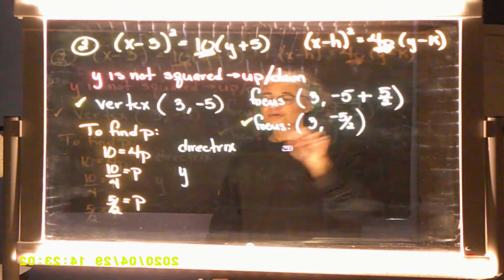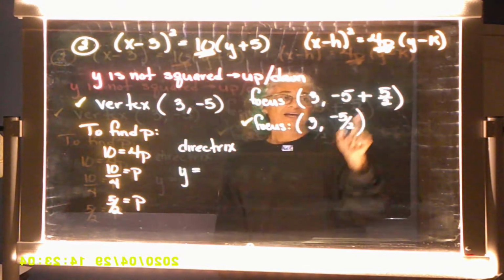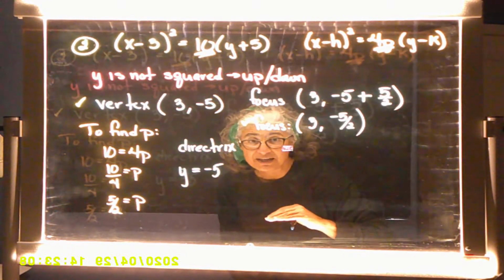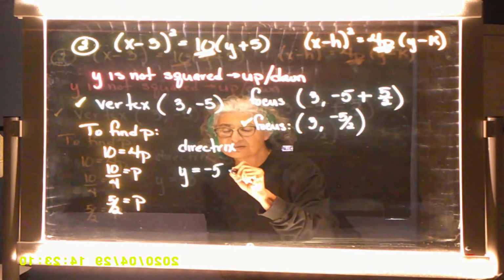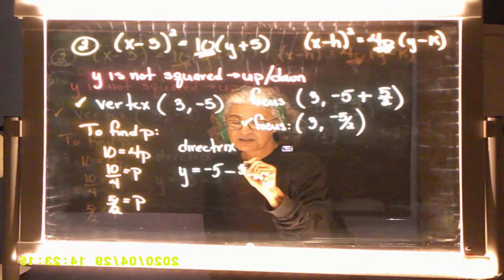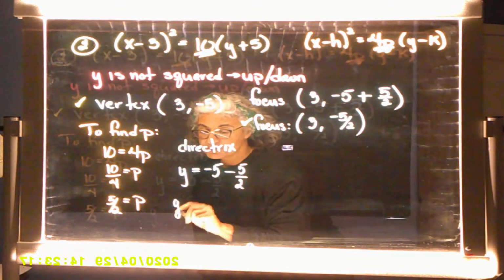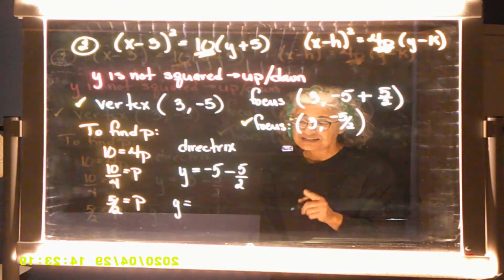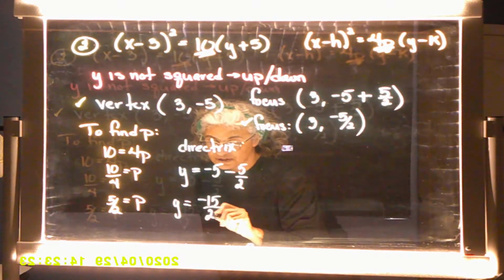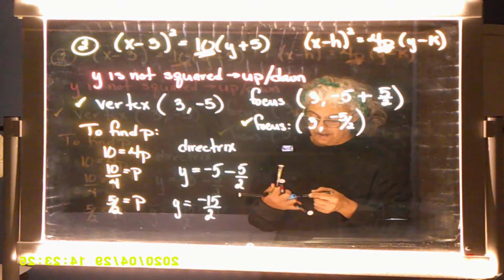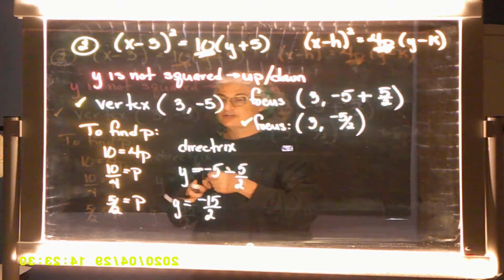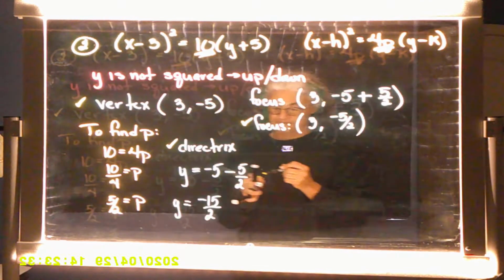So the y coordinate is always being affected. And the y is negative 5. The directrix being outside means you're going to subtract. And you're going to subtract by that value of p, 5 over 2. Which means in this case the directrix is, good, negative 15 over 2. I'm going to let you verify and add your fractions together. Okay, so just found the directrix.